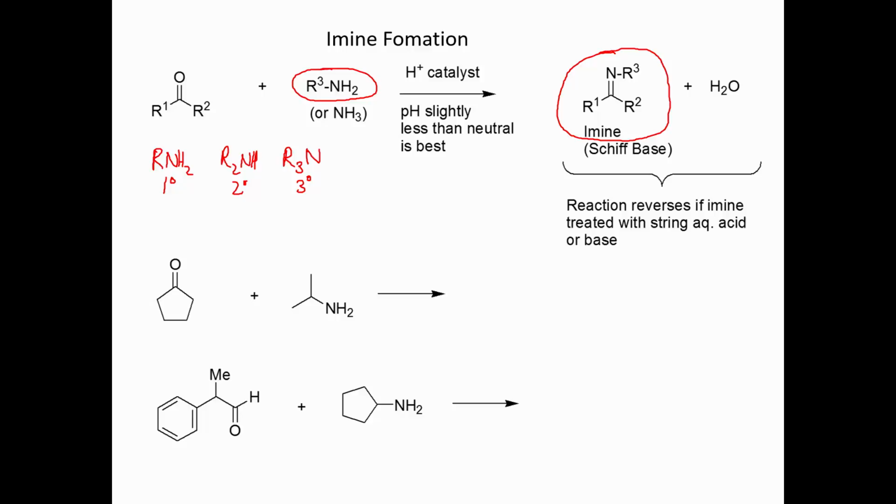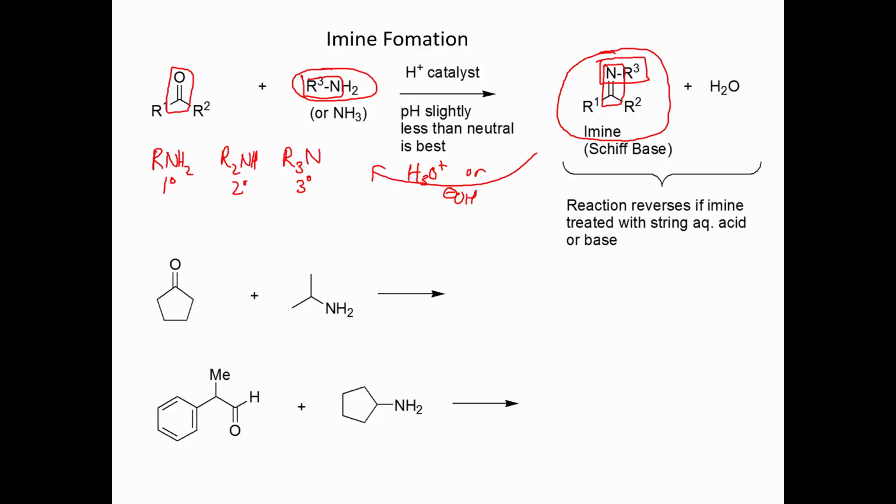If the imine is treated with very strong acid or relatively strong base, that reaction will reverse itself and you'll go back to the starting compounds. So this is the equation. Note what happens here is that we replace the C=O bond with a C=N bond, and the R group that you have attached to nitrogen comes along for the ride. That's the simple way to look at this equation.